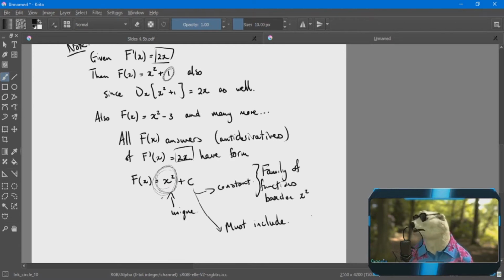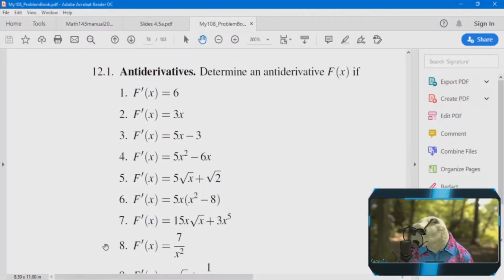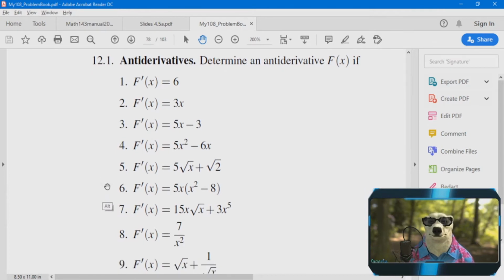Okay, so let's go to our problem book and see what else we can do. According to my numbering, we're in chapter 12, and we are finding antiderivatives. So let's just do a couple, and we'll see that they are, to a large extent, based on the basic properties, just in reverse. So let's do number 1.